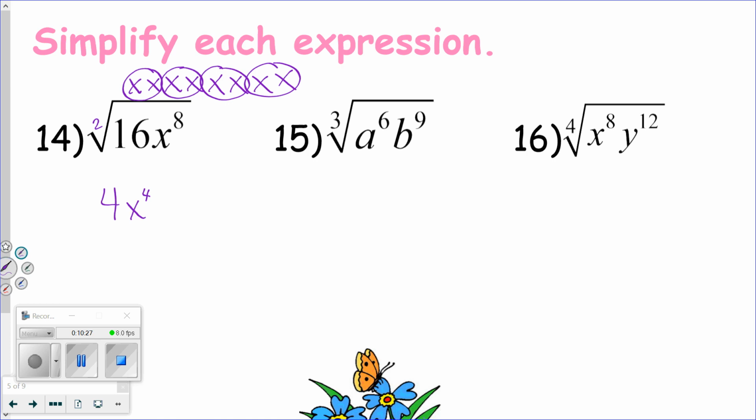All right, 15, the cubed root of a to the 6th. A to the 2nd, and then b to the 3rd. Or you can just do 9 divided by 3 and 6 divided by 3. But again, this visual, I think, helps you a ton when you get to the harder ones. All right, 16, the 4th root of x to the 8th. x squared, and the 4th root of y to the 12th. Y to the 3rd. Doing okay with the basic ones?